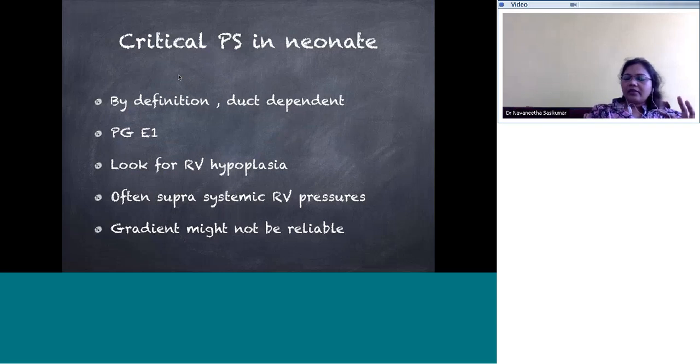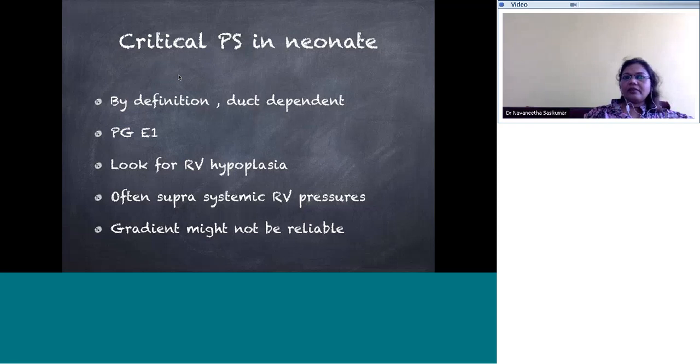We will have a quick look at this entity, which is very different from the valvar pulmonary stenosis that you see in older children or adolescents and adults. So in the neonate, when the patient presents with severe pulmonary stenosis or critical pulmonary stenosis, by definition, it is duct dependent. There is either hypoxia or diffuse cardiac output, which is supported by a right to left shunt through the PFO. Essentially, all these babies are on prostaglandin infusion.